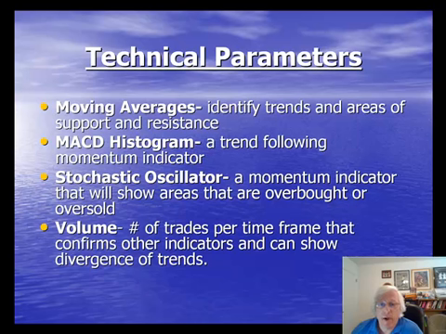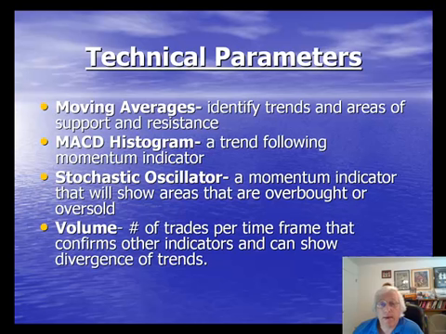The 4 parameters that I use are moving averages, which identify trends and areas of support and resistance. I use the MACD histogram, which is a trend following momentum indicator. It's a very good predictive indicator of the future price movement of a stock, as compared to moving averages, which identify trends but don't predict the direction the stock may head in the future.